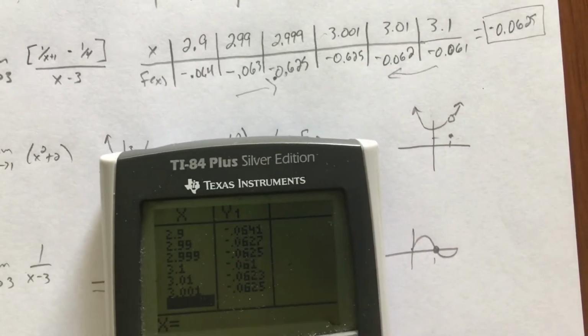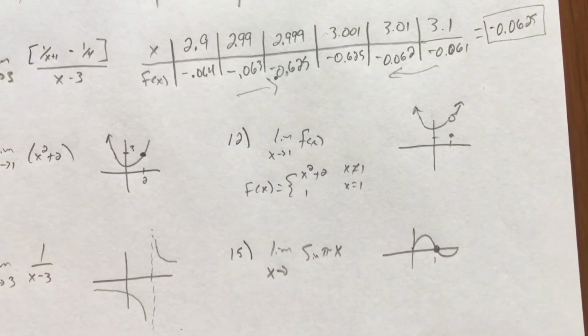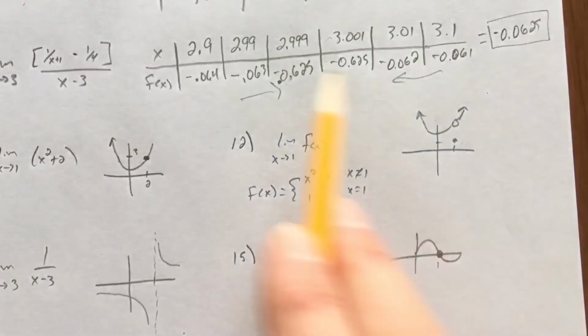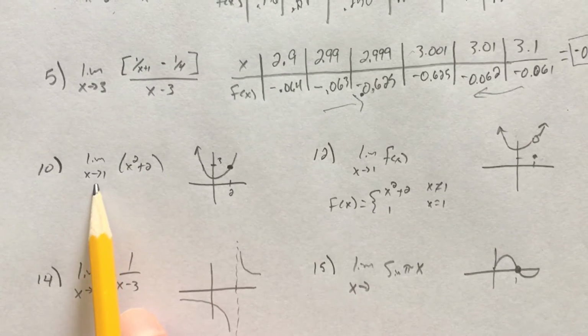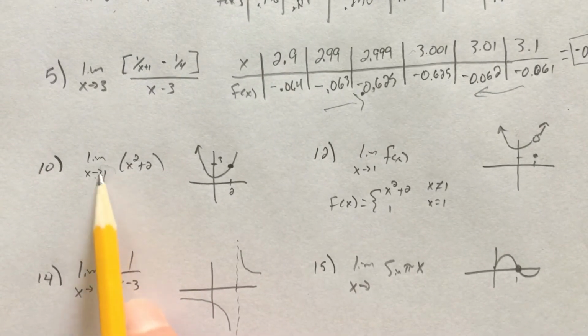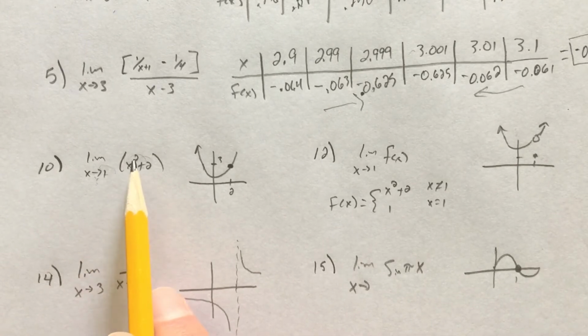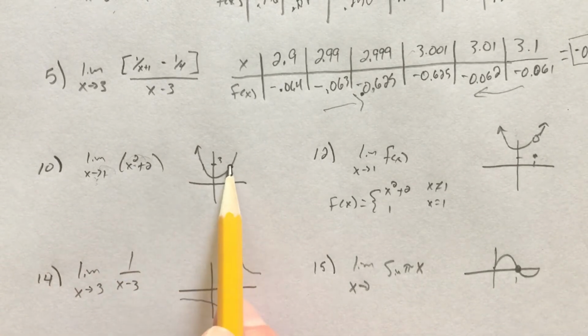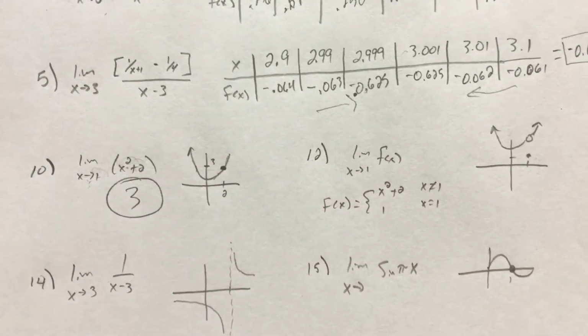So when you get a table like that, that's how we do these tables here. Now we're going to look at the graph. For number 10, it said, what does this x squared plus 2 look like as x approaches 1? If you were to put 1 in, 1 squared plus 2 is 3. And sure enough, that's what this function looks like. From the left and the right, it looks like we're approaching a value of 3.